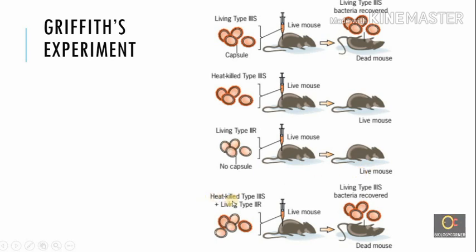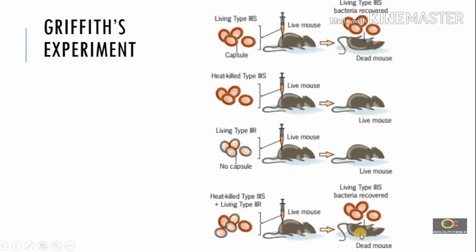Last step, you can see that when heat-killed type 3S bacteria and living type 2R bacteria were inoculated as a mixture, not only did the mouse die of the disease, but also live type 3 bacteria were discovered from the dead body. We inoculated heat-killed type 3S, but he recovered live type 3S bacteria from the mouse.